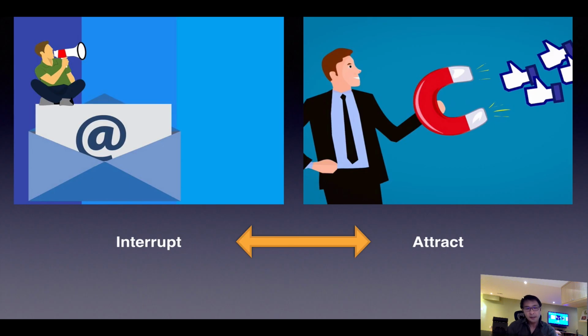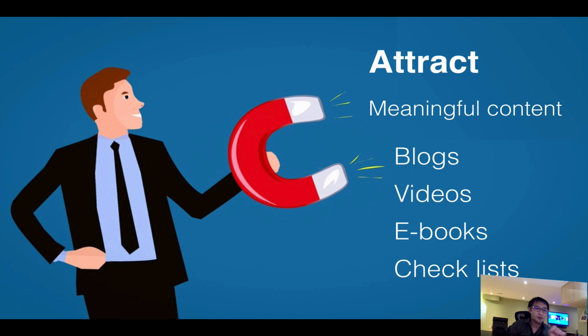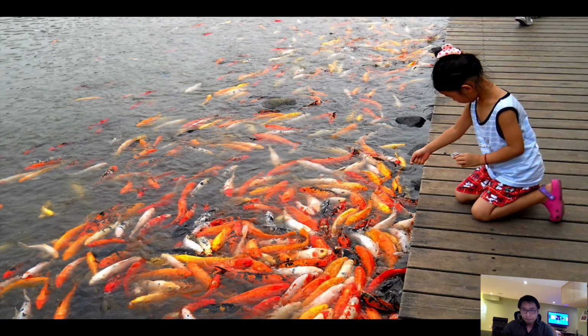On the other hand, inbound marketing is about attracting your prospects. So we also call it content marketing. Now, content marketing is a strategic marketing approach focused on creating valuable, relevant, and consistent content to attract and retain your target audience. So we're going to be talking about this this week. For example, you can write a blog, you can create a video, and probably an ebook and checklist. So let's talk about this this Wednesday.